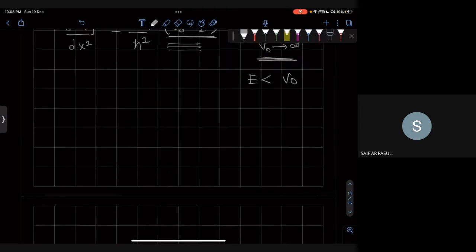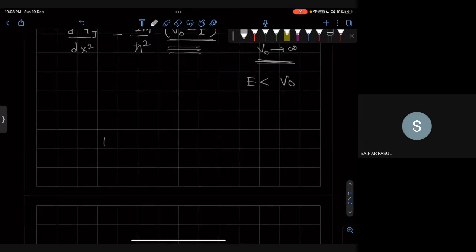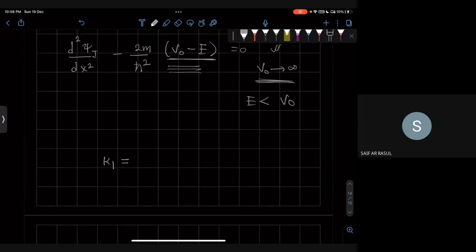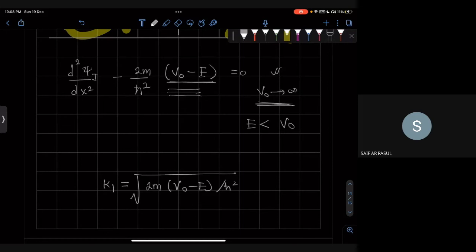Okay. So let's define K1 to be a positive constant, the square root of 2m times V0 minus E over h bar squared. So essentially what we have here is the square of this constant. And here there should be a psi 1, right? So this is an equation you should be able to solve.